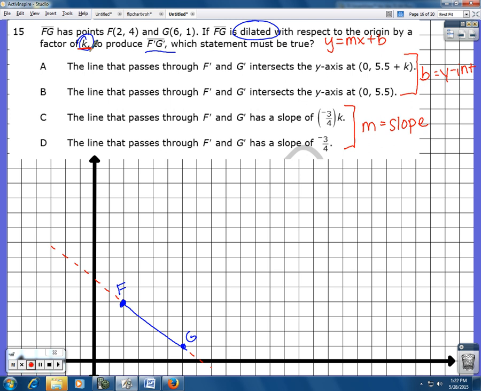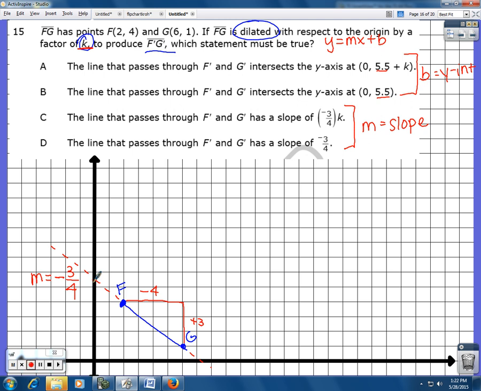So first, for the original line that we're given, FG, if we look at the slope, rise over run, so rise 1, 2, 3, run negative 1, 2, 3, 4, negative 4. So our slope of our original line is negative 3 over 4. Our y-intercept of our original line, we can do a pretty good guess that it's 5.5 right here. And it does also look like it's 5.5 here as well.